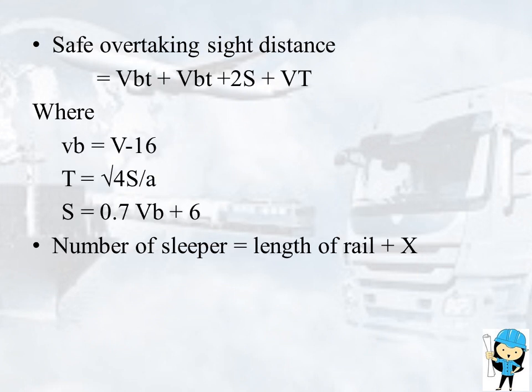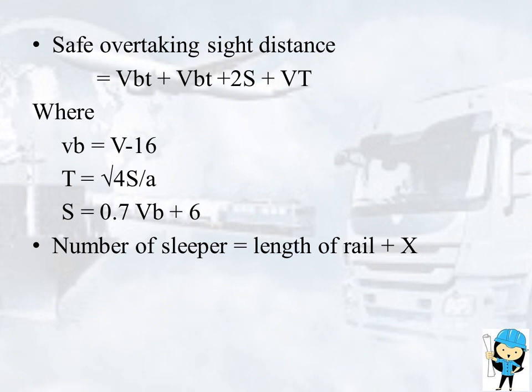Safe overtaking sight distance, which is equal to Vb into T plus Vb into T plus 2S plus V into capital T, where Vb is equal to V minus 16, where V is the speed of the vehicle given, and T is equal to root of 4S divided by A, where A is the acceleration of the vehicle, and S is equal to 0.7 Vb plus 6.